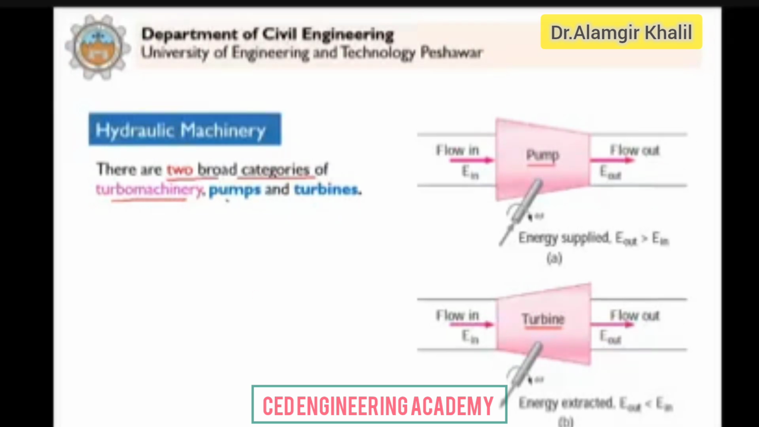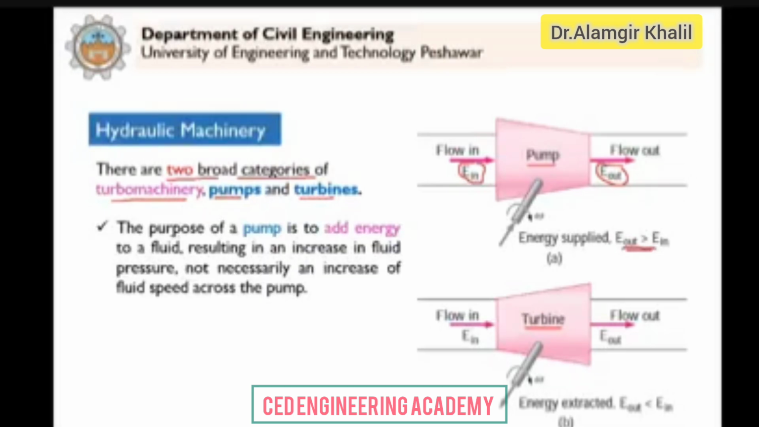So we have two broad categories. The first one is pumps and the second one turbines. So we already covered pumps in the previous lecture. We already know that a pump supplies energy to a fluid. So you can see that we have this input energy and output energy of the moving fluid. Because the pump adds the energy, that's why the outflow energy of the fluid is greater than the inflow energy.